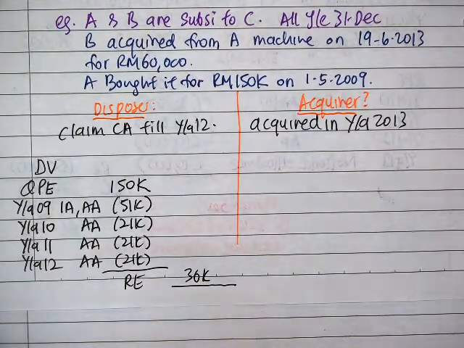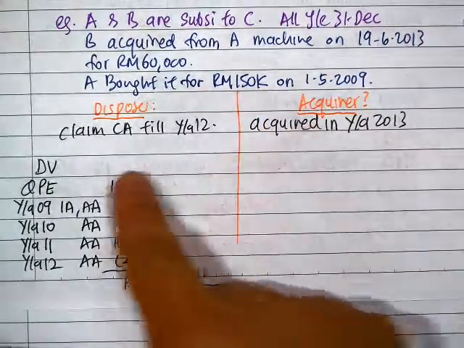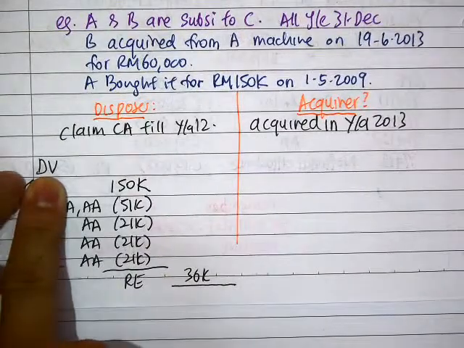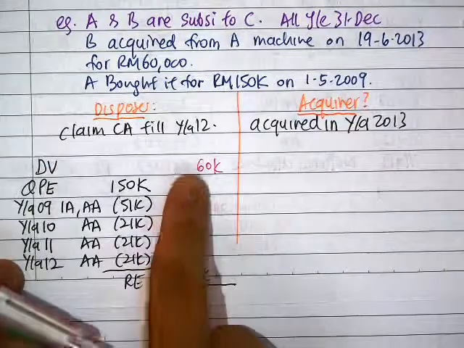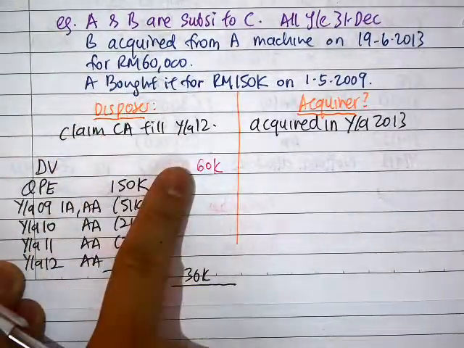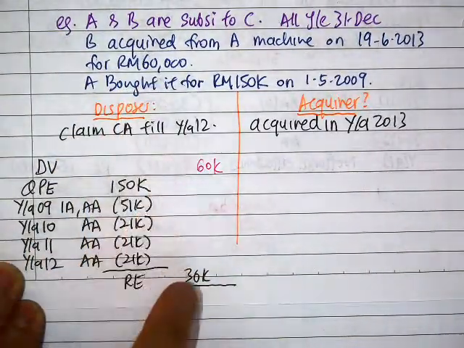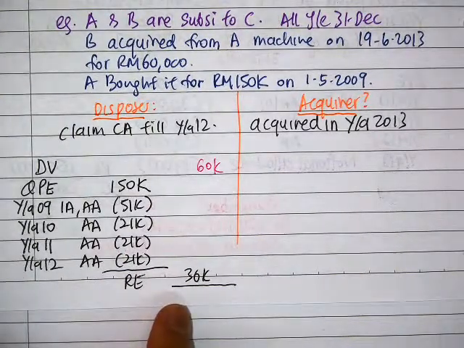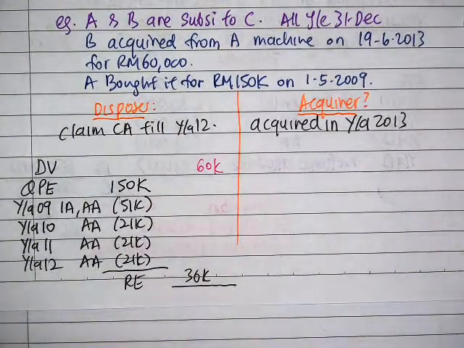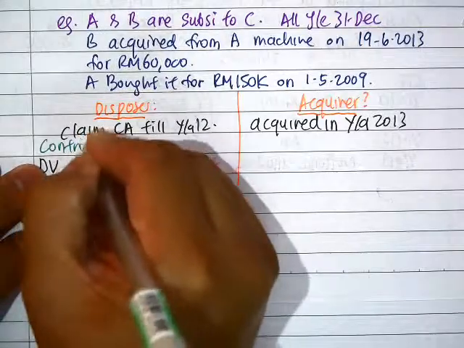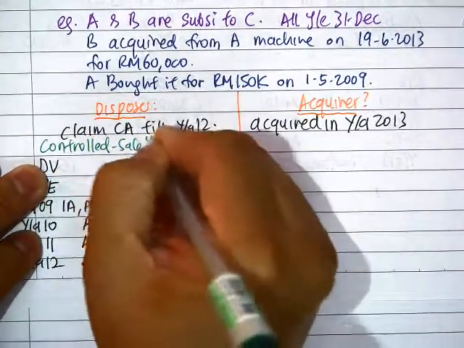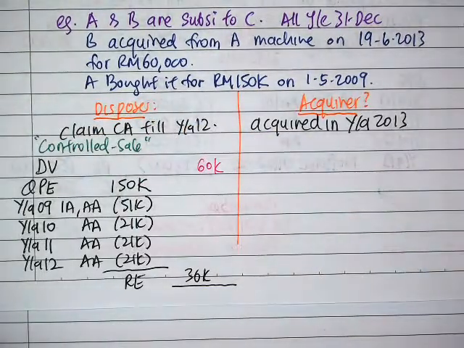You know that when you dispose an asset, you will plug the disposal value in there. So in this case, you say 60,000, right? Because I dispose of 60. So 60 I put here, 60 minus 36. I'm going to get what? Balancing charge, 24,000. Usually it's like that. But now it's a bit special, because this is control sale.